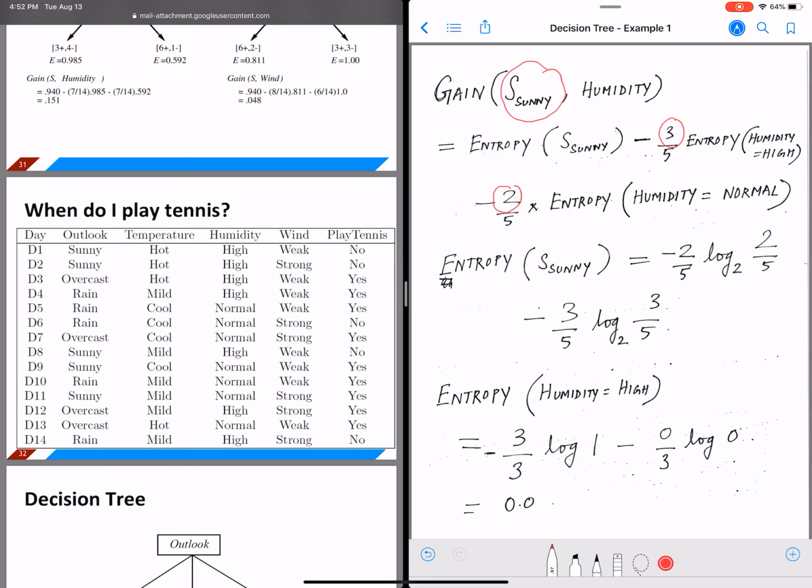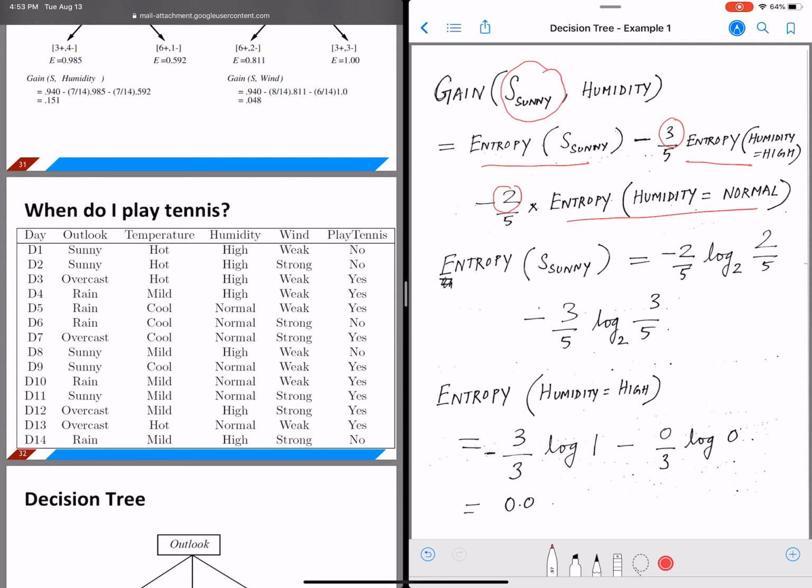So for these two classes, since we are going to split on humidity, we counted the number of instances where outlook is sunny and humidity is high, and that goes here. And now we have to multiply that by entropy of humidity equal to high, 3/5 entropy of humidity equal to high, and 2/5 times entropy of humidity equal to normal. Okay, so now let's look at the entropy calculations for all these three, one by one. Entropy of sunny.